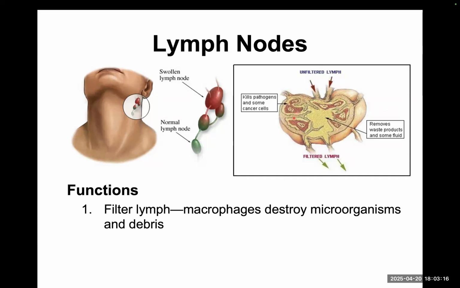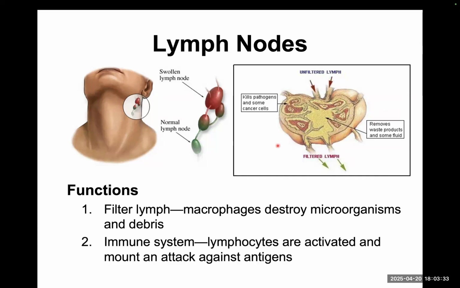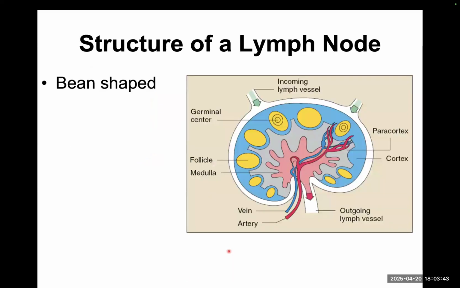Your lymphocytes are going to be hanging out in the lymph nodes, almost like at a guard station, keeping watch and waiting for a signal. Once you're invaded with a pathogen, they get activated and take care of the invaders. So they filter the lymph, macrophages destroy microorganisms and debris, and in the immune response lymphocytes are activated to mount an attack against antigens. They are shaped like a bean, almost like a little kidney. You can see that here.